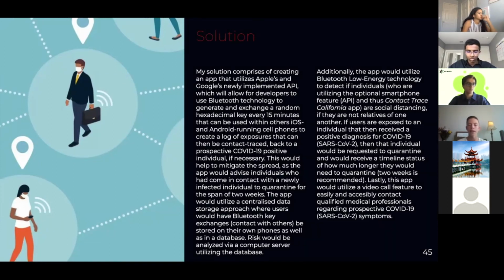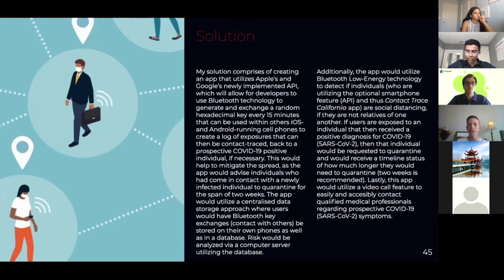This would help to mitigate the spread, as the app would advise individuals who had come in contact with a newly infected individual to quarantine for the span of 2 weeks. The app would utilize a centralized data storage approach where users' Bluetooth key exchanges, or the contact with others, would be stored on their phones as well as in a database. Risk would be analyzed by a computer server utilizing the database.